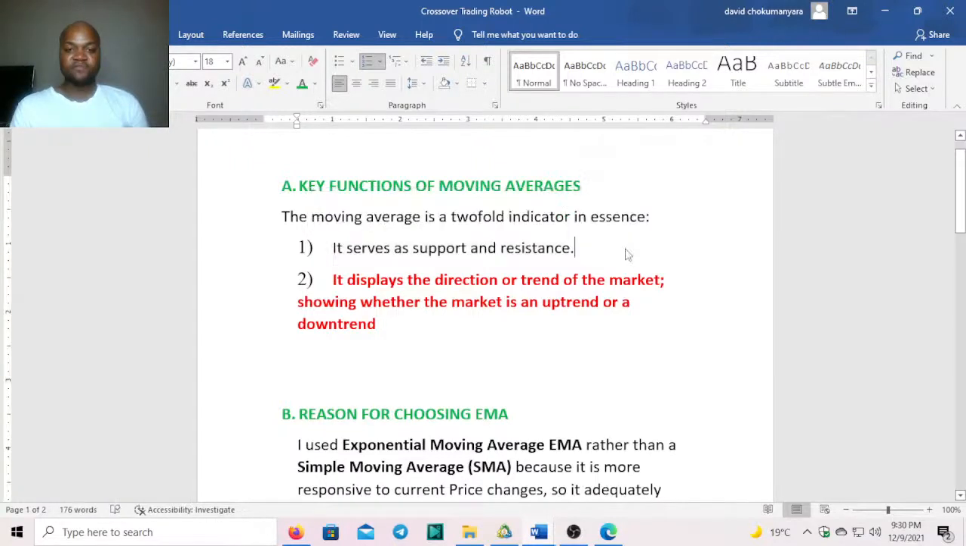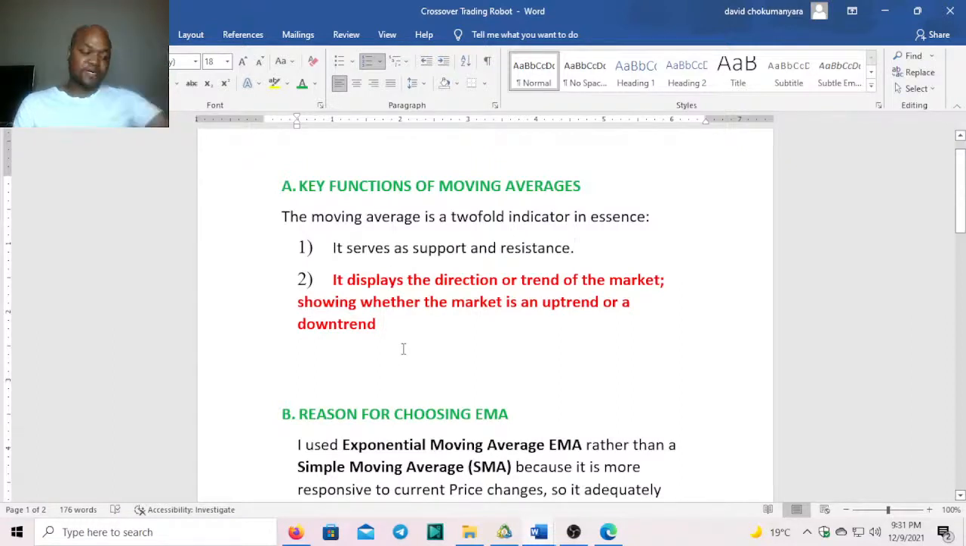So it's very important. Moving averages also display the direction of the trend of that market. So if you want to know whether it's an uptrend or a downtrend, you can use moving average. And this is very important, because those who have been trading for a long time know the saying that the trend is your friend. If you want to make more money, you have to follow the trend. So this strategy is a trend following strategy.